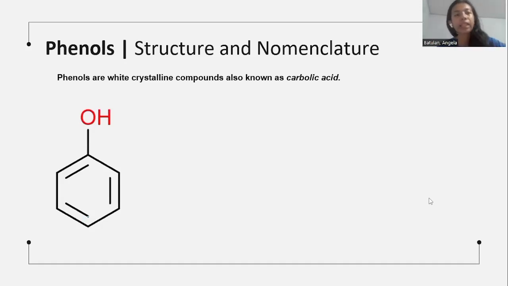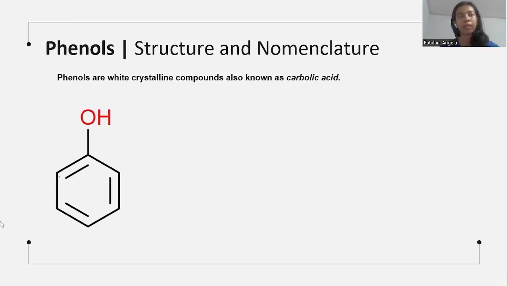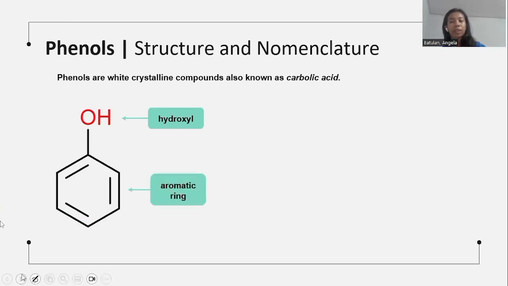So, ito yung pangalawang topic na nire-report namin, which is phenols. So, yung phenols is an organic compound containing a hydroxyl group that is directly attached to a benzene or aromatic ring. They are white crystalline compounds and also known as carbolic acid. They follow the rules of naming aromatic compounds, but instead of using benzene as a base name, we use phenol.